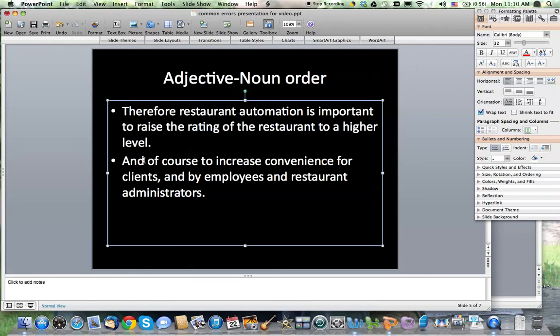And let's just fix the rest of this sentence while we're sitting here. Let's remove and from the beginning of the sentence. You can say, of course, to increase convenience for clients and for employees and restaurant administrators. I need to pause it here for a minute.